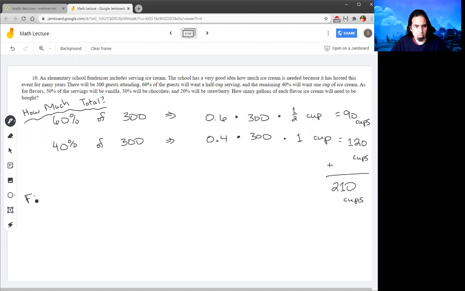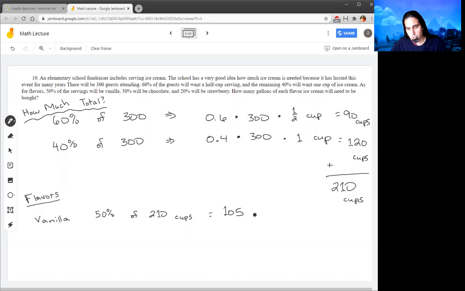Okay, now part 2, let's look at the flavors. So vanilla is 50% of the 210. So half of the 210, 0.5 times 210, 105 cups.